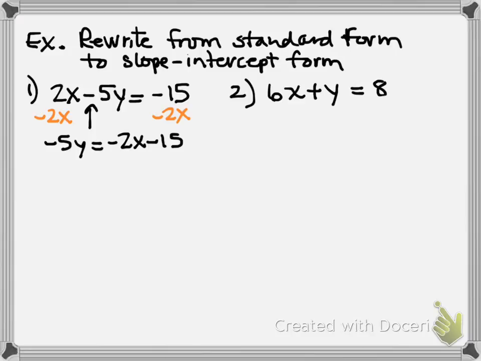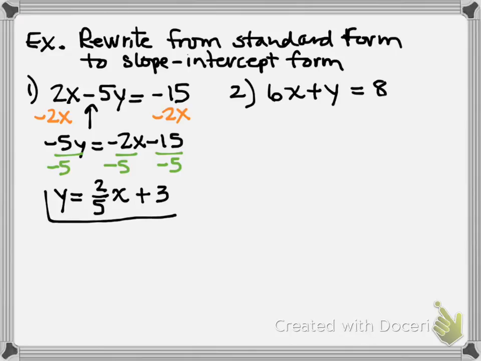Now, the y is not alone, so what am I going to do to get the y alone? And what am I going to divide by? Yeah, I have to divide everything by negative 5. Notice I'm never multiplying or dividing by the variable, ever. So negative 5 divided by itself is 1. 1 times y is y. 2 negatives make a positive, so I get 2/5, and then the x gets written opposite the fraction bar. 2 negatives make a positive, and 15 divided by 5 is 3. So that's what you're hoping to get.